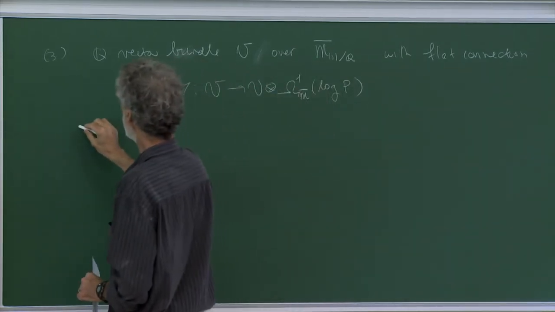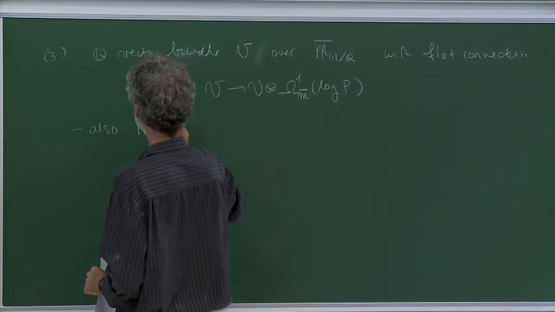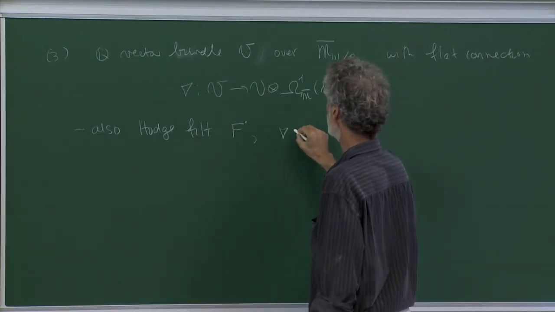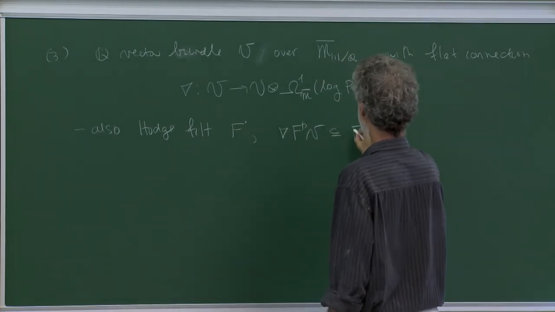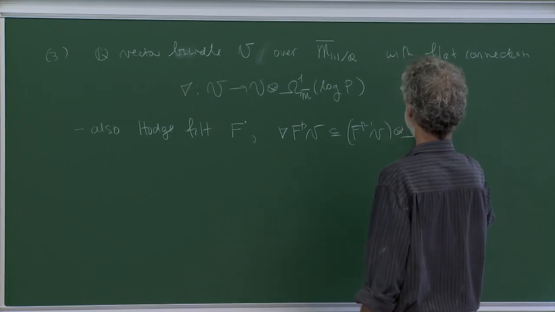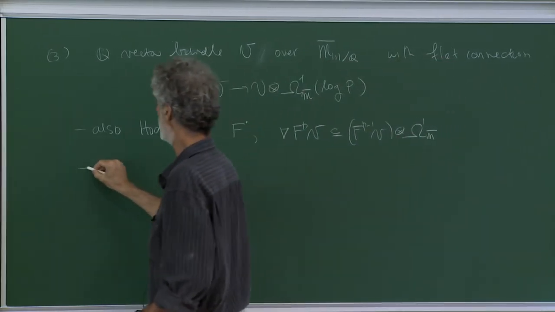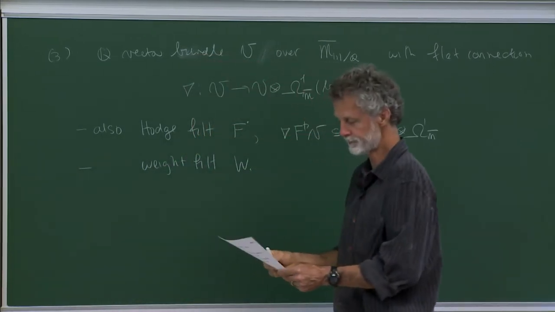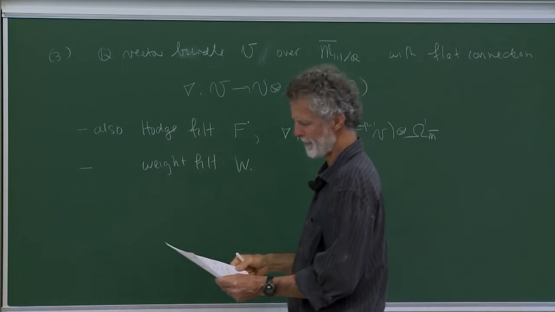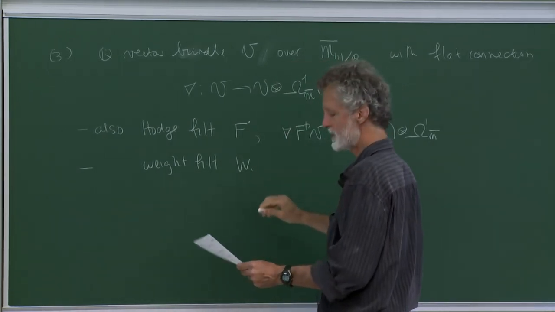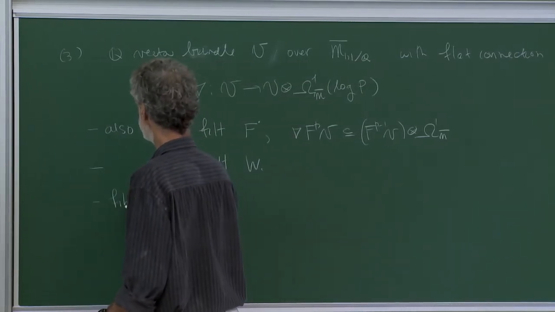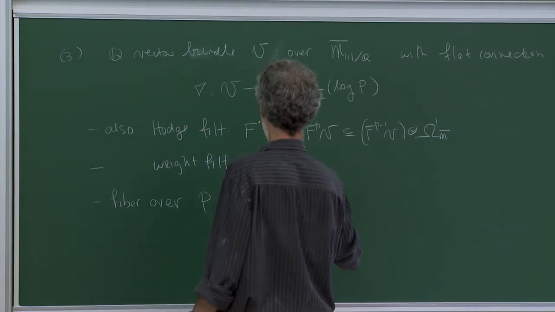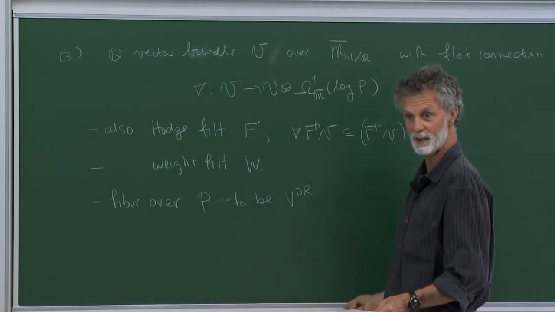And also, you want a Hodge filtration F dot of this, and you want nabla of F^p of V to be contained in F^(p-1), Griffiths transversality. And a weight filtration. All of these are defined over Q. These are flat subbundles, and you want the fiber over the cusp P to be naturally identified with V. You fix an identification with the de Rham realization of your mixed Tate motive.